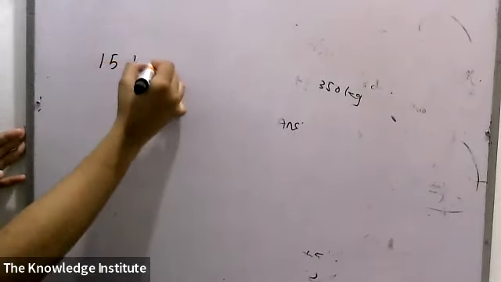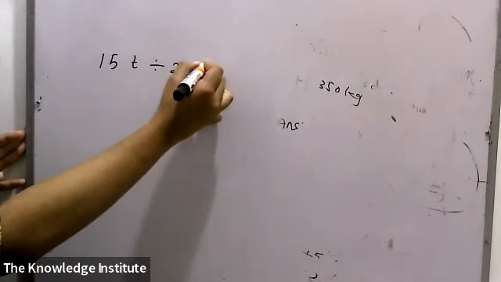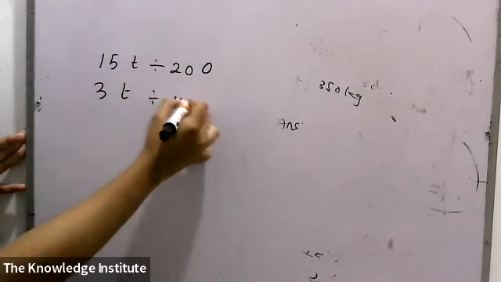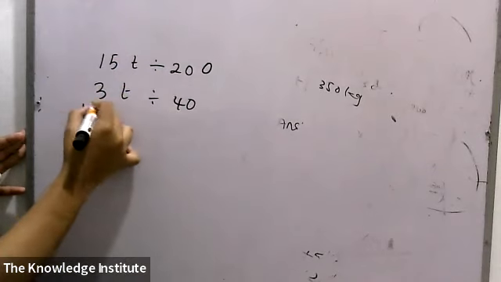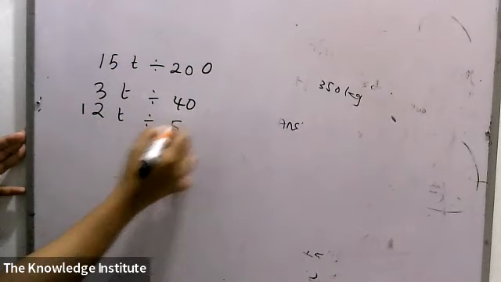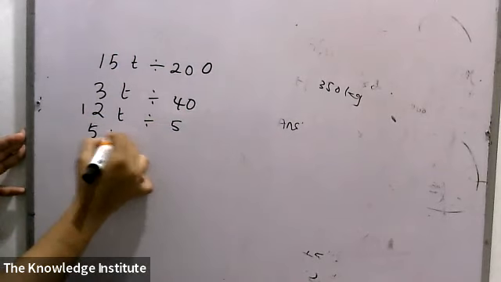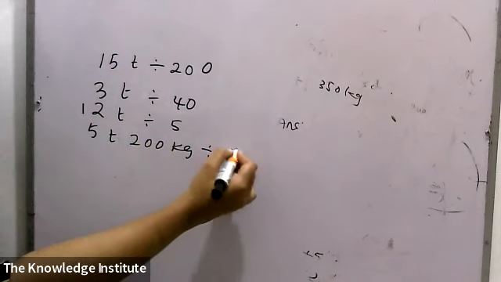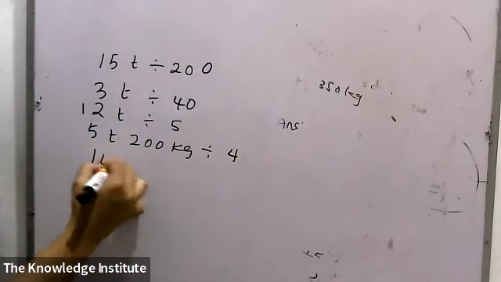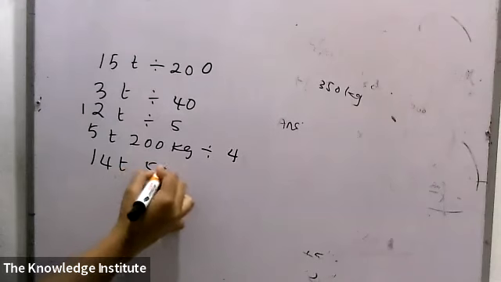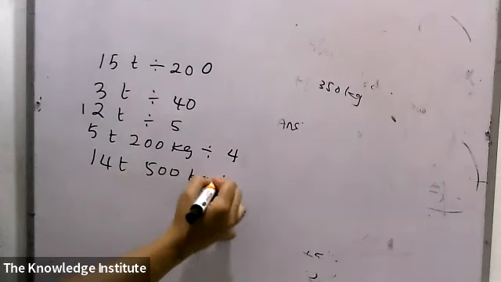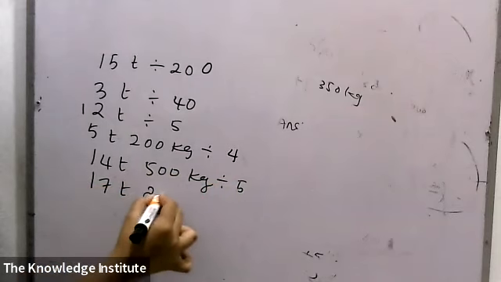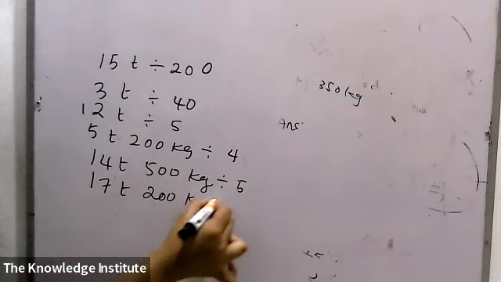15 tons divided by 200. 3 tons divided by 40. 12 tons divided by 5. 5 tons 200 kilograms divided by 4. 14 tons 500 kilograms divided by 5. 17 tons 200 kilograms divided by 8.